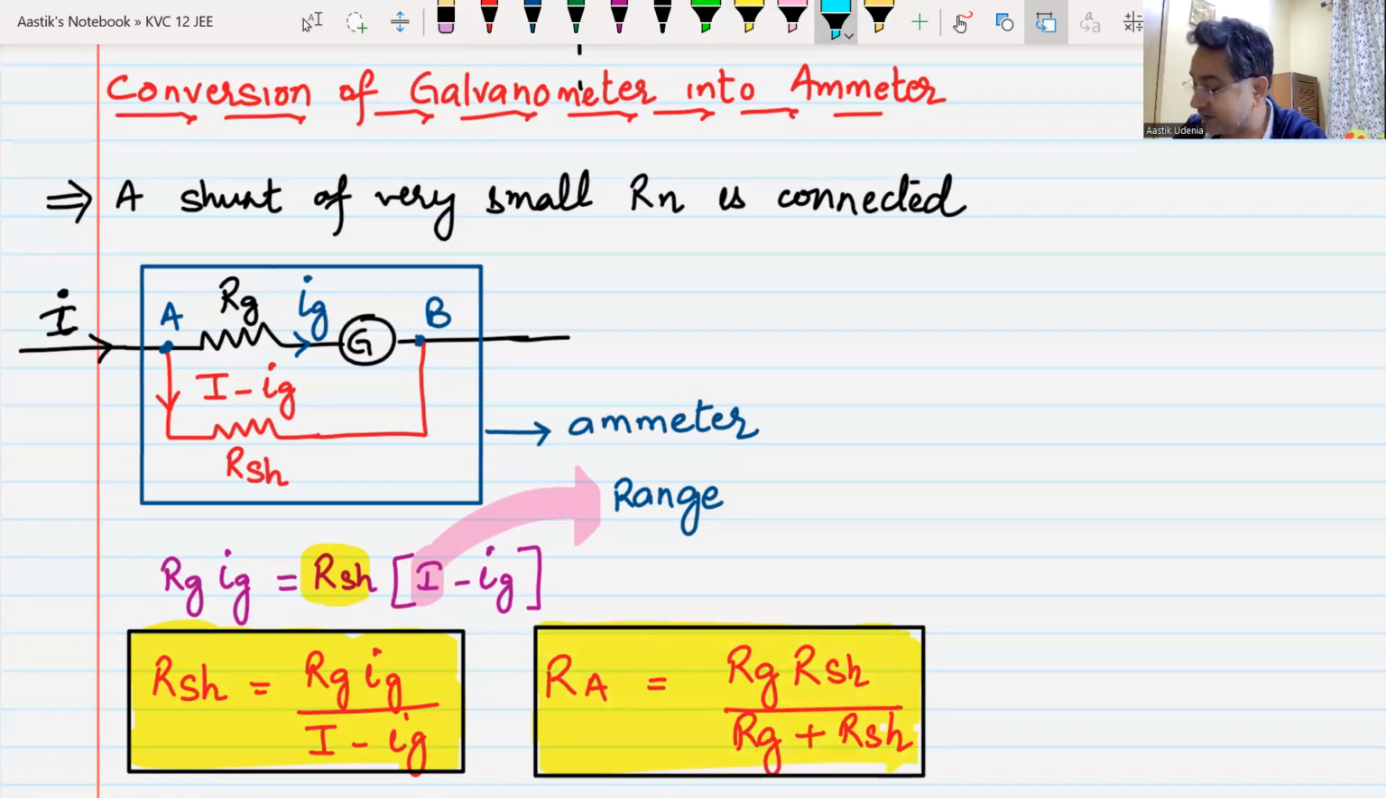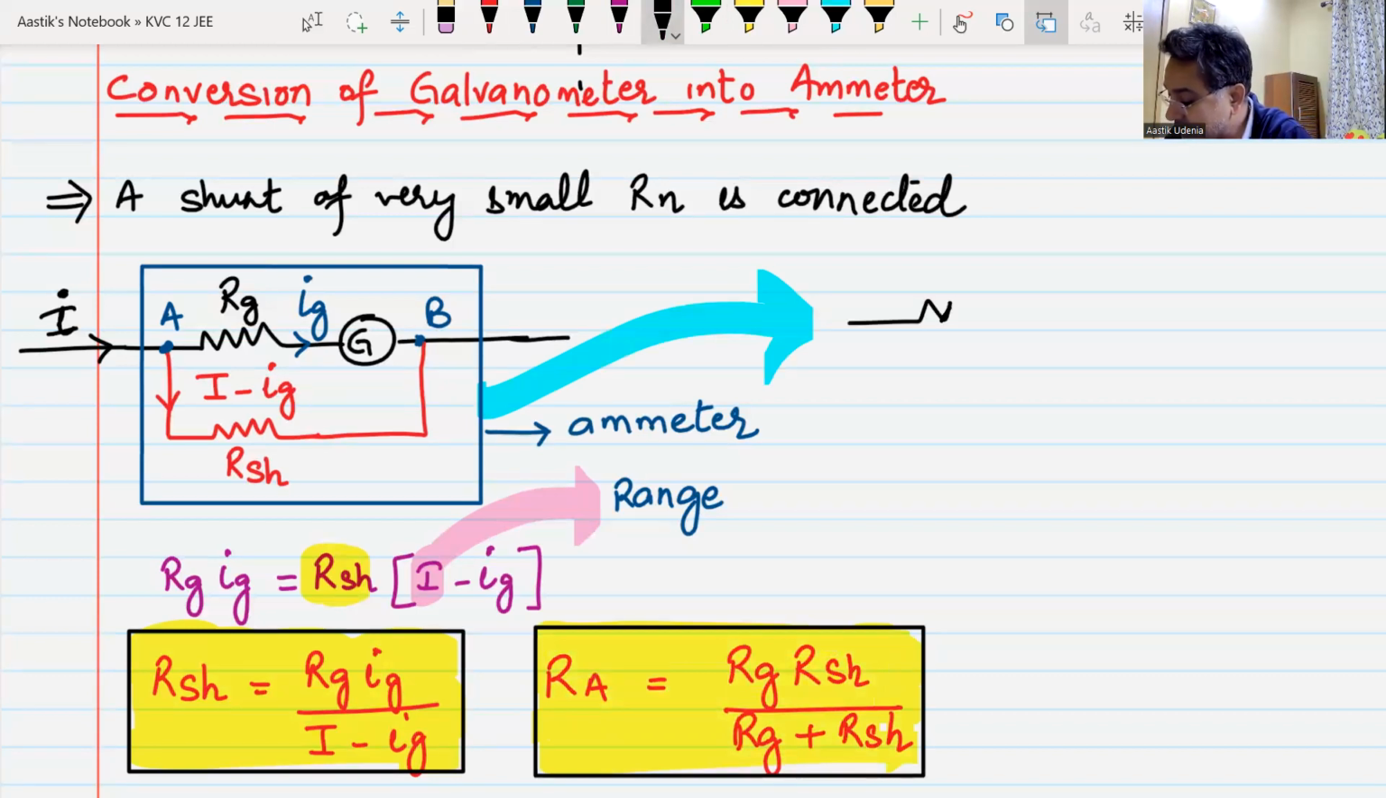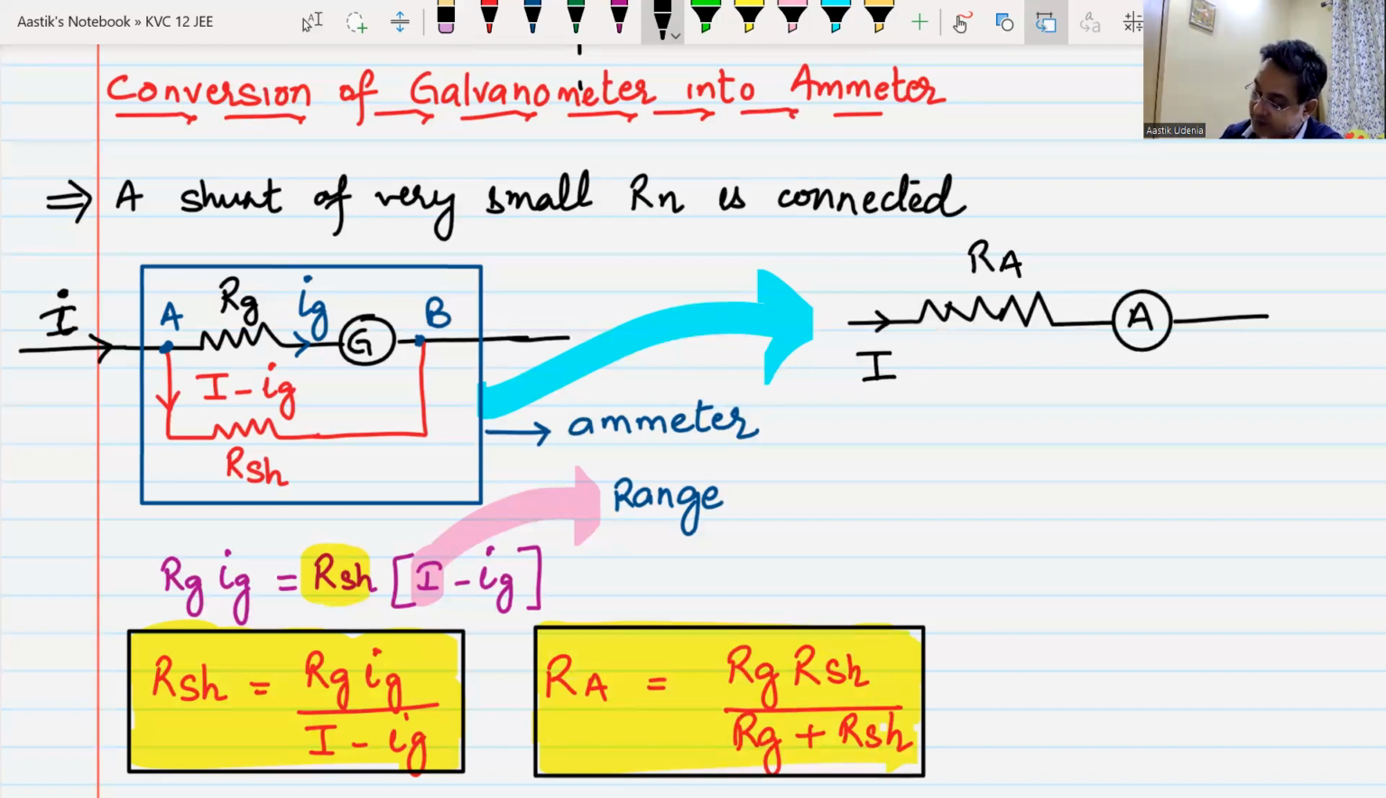Now I can replace this entire thing, and it becomes like this. It becomes an ammeter, and this becomes the resistance of the ammeter. Do we understand what I have done here? Yes, sir. I'll give you 2 minutes to note this down.